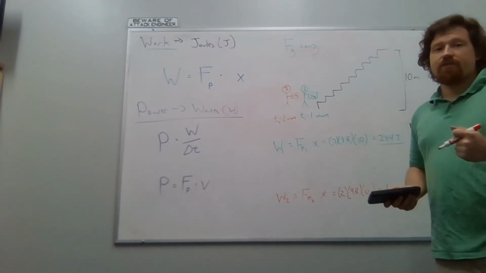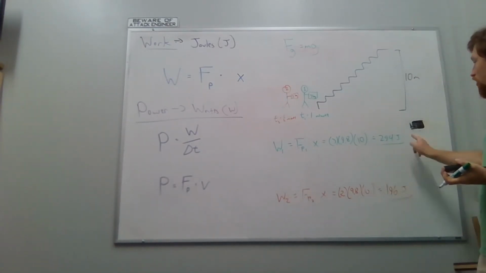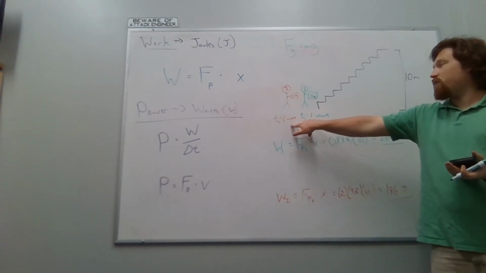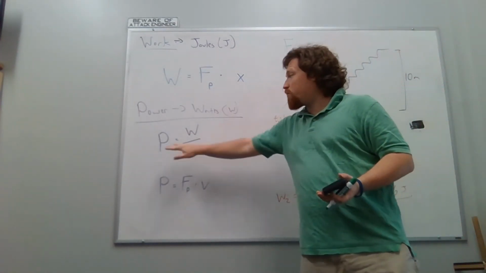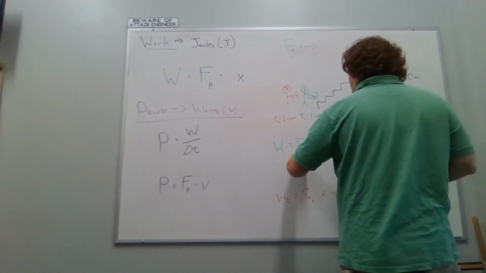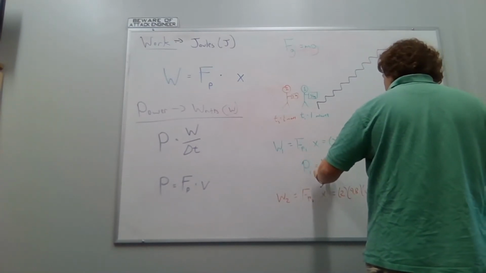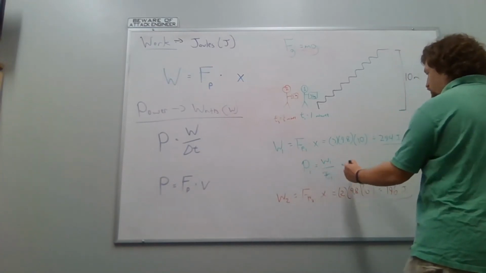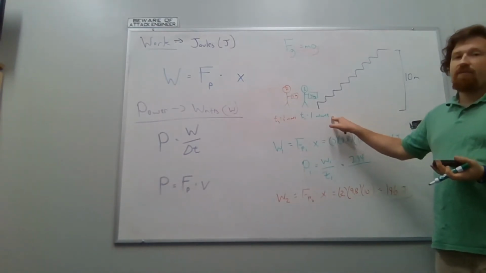The second part asks, which person had a better power output? Which person used more power? So, for each person, we know how much work they've done. We know the time it took them to climb the stairs, and we want their power output. And this formula here tells us power equals work over time. So this is going to be the formula we're going to want to use. So the power performed by person 1 is going to equal their work over their time. So, person 1 did 294 joules worth of work, and it took them 1 minute to climb these stairs.